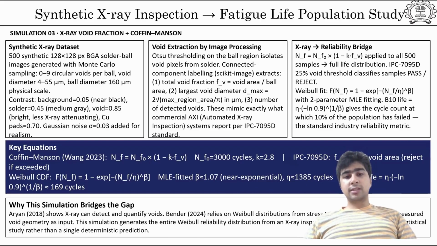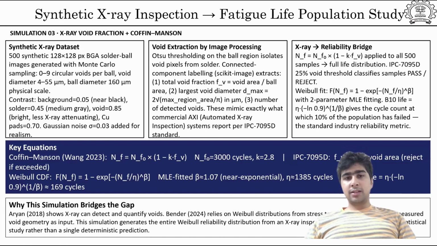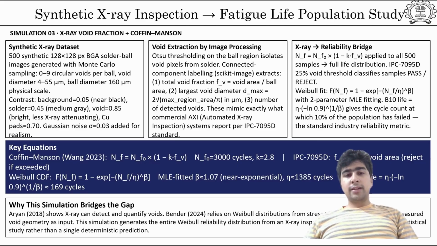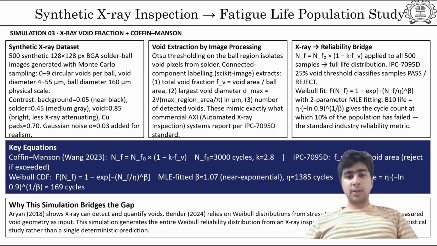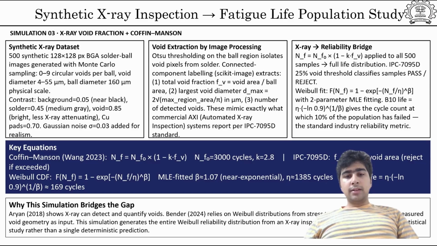The void extraction is done by thresholding, and then we predict the void fraction in the sample. Then we use the Coffin-Manson approach to find the reliability of all the 500 samples. Any sample above 25% void fraction has been classified as rejected. The Weibull fit gives beta of approximately 1.07, which means near exponential growth, meaning random void placement dominates. And the eta value is 1385 cycles, and mean life equals 169 cycles.